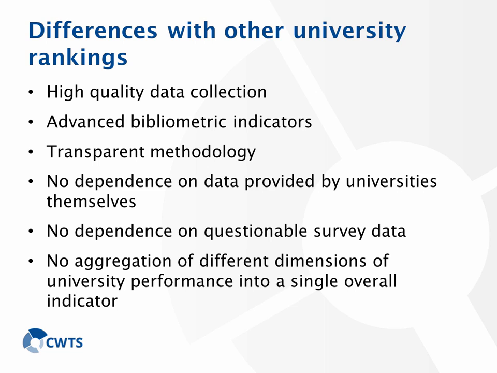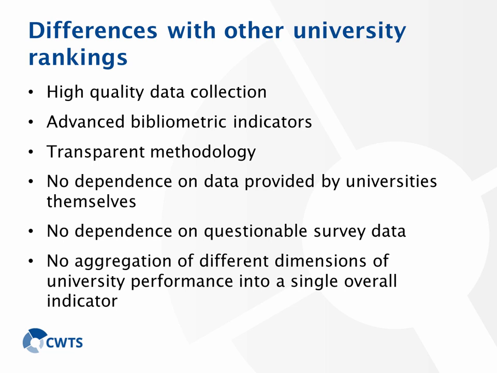There are a number of key differences between the Leiden Ranking and other university rankings. Compared with other rankings, three key strengths of the Leiden Ranking are the high quality of the data collection, the advanced bibliometric indicators included in the ranking, and the methodological transparency of the ranking. Another difference is that, unlike some other university rankings, the Leiden Ranking doesn't depend on data provided by universities themselves. The Leiden Ranking also doesn't rely on questionable survey data.